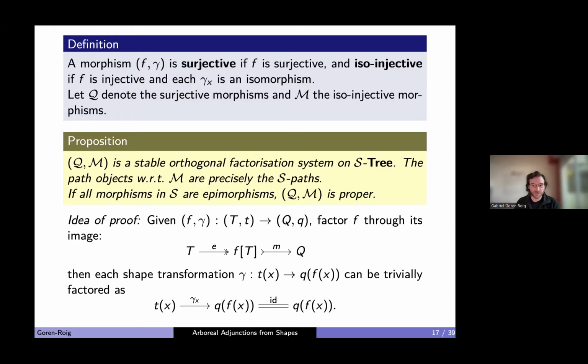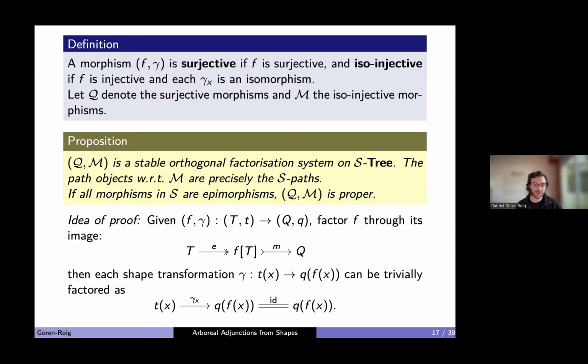And then I can just put the identity on the second part. And because the second factor is an identity, for the first one I can just put the original morphism I had. So that's why I say it's cheating, right? At the level of shapes, I'm just factoring a morphism as itself followed by the identity. And this works, except for the fact that unless I know for some reason that all these gamma x are epimorphisms, the quotients are not epis, right?